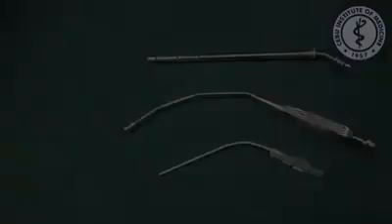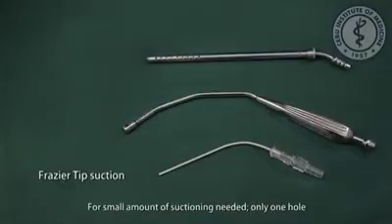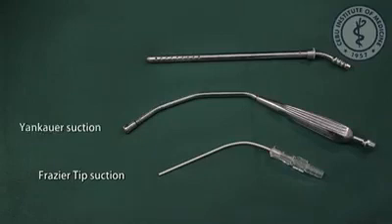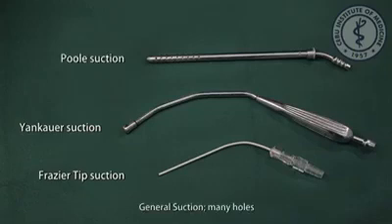Suction. Frazier tip suction, for a small amount of suctioning needed, only one hole. Yankauer suction, general suction, two holes. Pool suction, general suction, many holes.